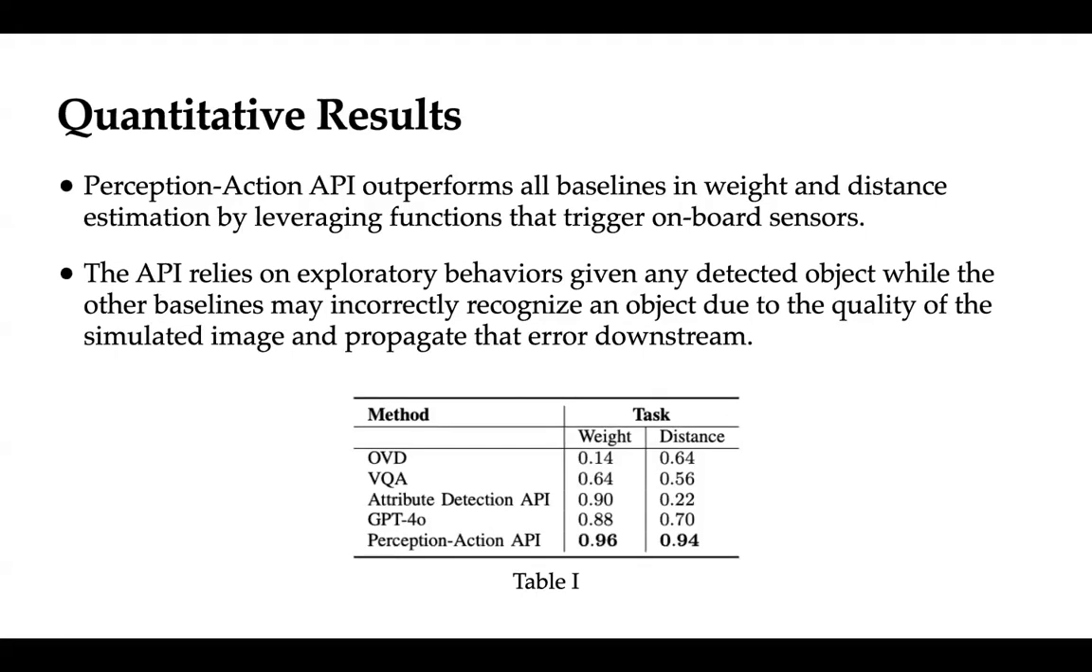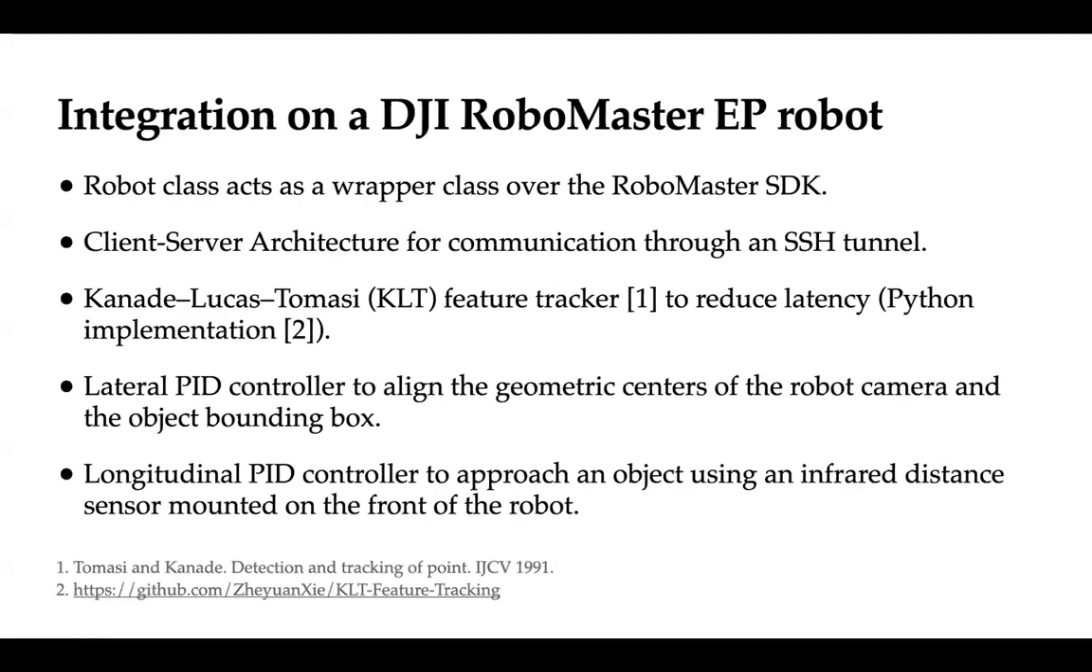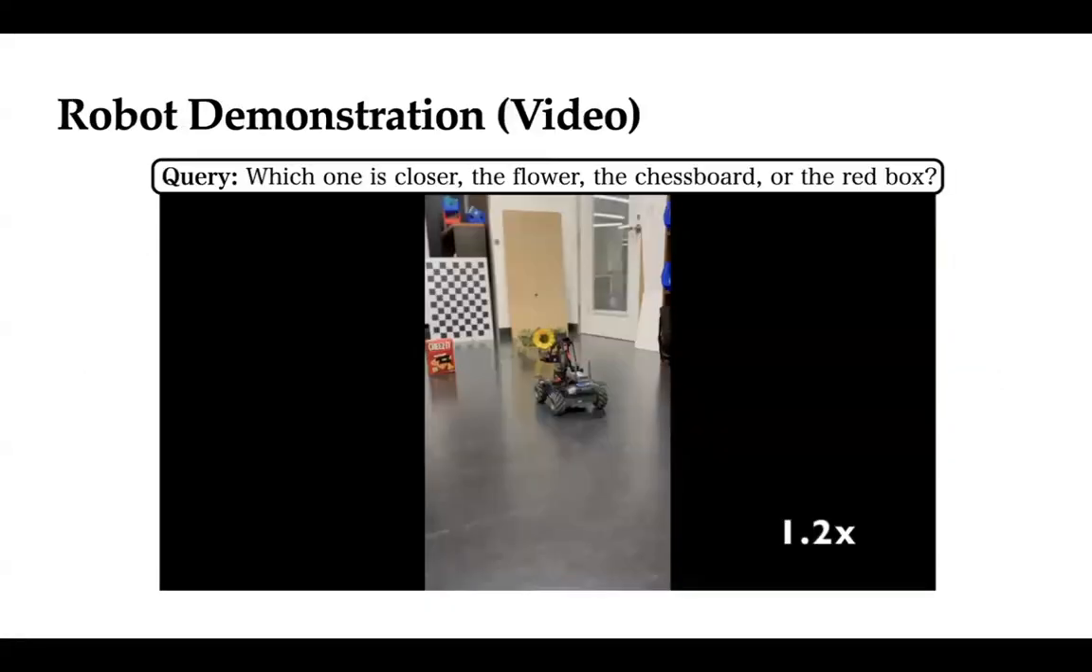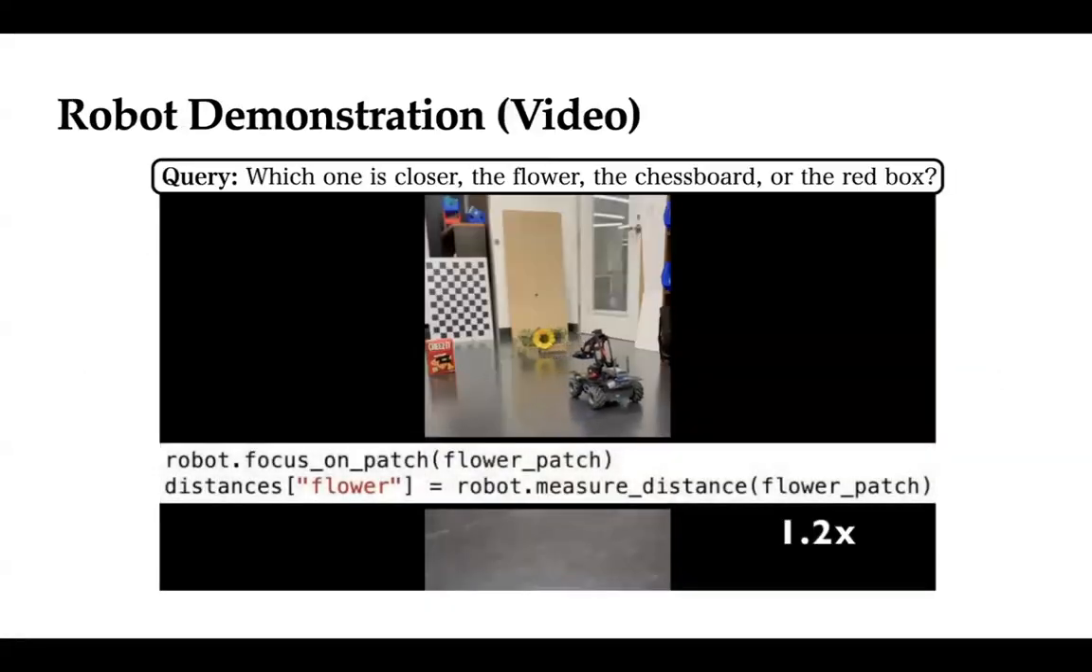The API relies on exploratory behaviors given any detected object, where the other baselines may correctly recognize an object due to the quality of the simulated image. We integrate our framework into a RoboMaster EP robot with the following components. Here is the robot performing active distance estimation using our framework.